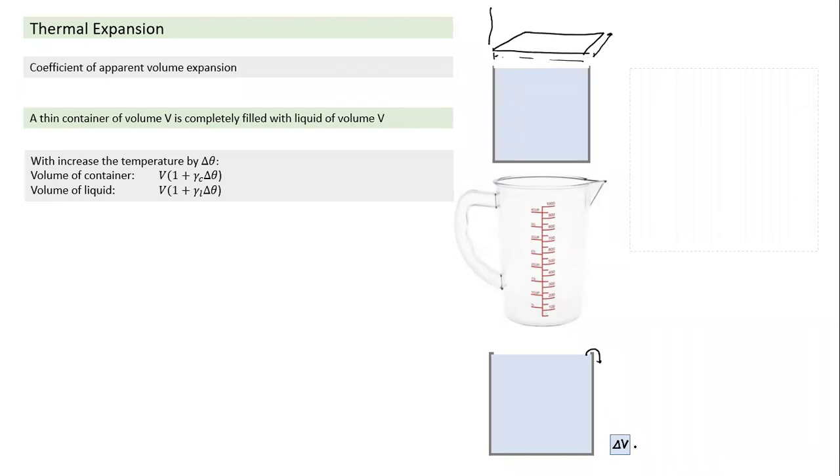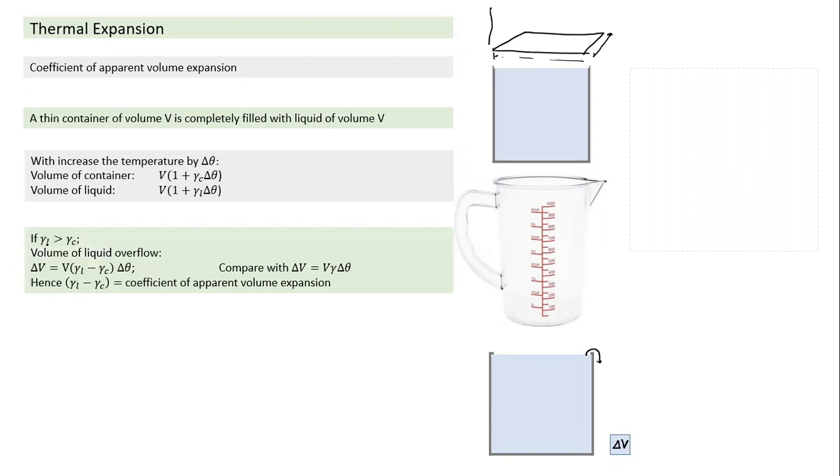And what is the overflown volume here? The overflown volume is nothing but the final volume of the liquid minus the final volume of the container. So it will overflow only when gamma L is greater than gamma C. The liquid expands more than the container, then only will it overflow. And what is delta V? The apparent increase in volume will be equal to V into gamma L minus gamma C into delta theta. And if I compare with my standard equation, in terms of gamma here, this term has come. And this is not a real volumetric expansion, it is apparent volumetric expansion.